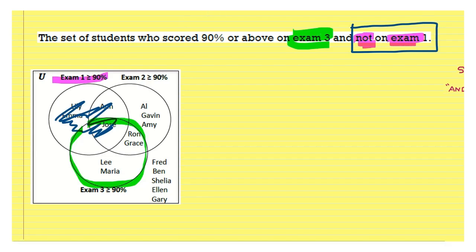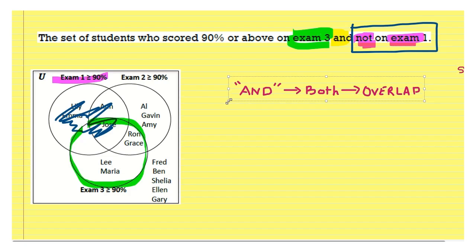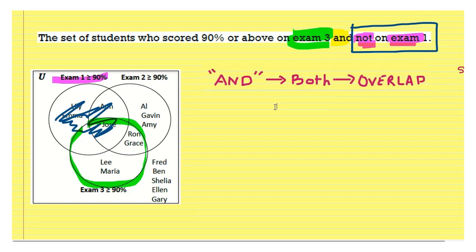But again, we need to pay attention to that word and. What does that word and mean? So let's pull out our information here. And means both and overlap. So the thing is, though, that when we said not exam one, that actually meant if it was not in exam one, that it meant all of these names outside of the ones that I actually marked out. So including all these names that are outside the circle.